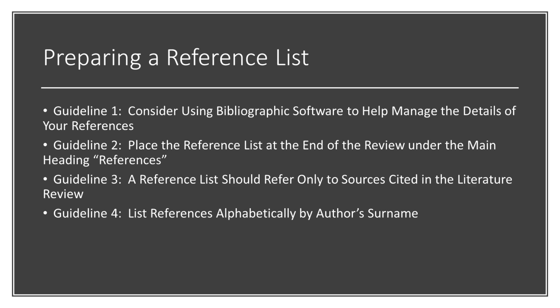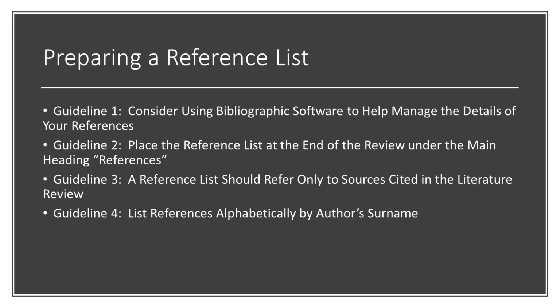So guideline number 2 is make sure you place the reference list at the end of the review under the main heading References. The main heading References should be centered. Do not underline it, or use boldface, italics, or quotation marks. And again, it is the last element in the review except for the author's contact information or appendices if there are any.